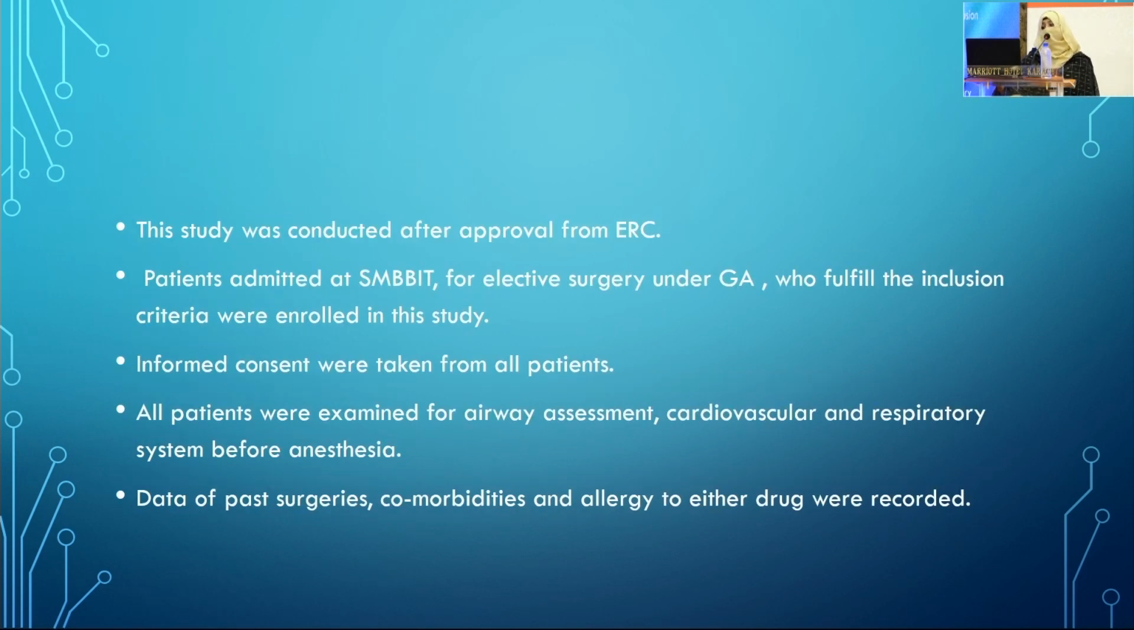This study was conducted after approval from the ERC, on patients admitted at SMBBIT for elective surgery under GA. Informed consent was taken from all the patients, and all the patients were examined previously for airway assessment, cardiovascular and respiratory system before anesthesia. Data of past surgeries, comorbidities and allergies to either drug was also recorded.